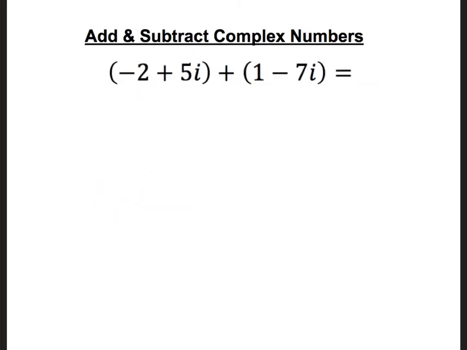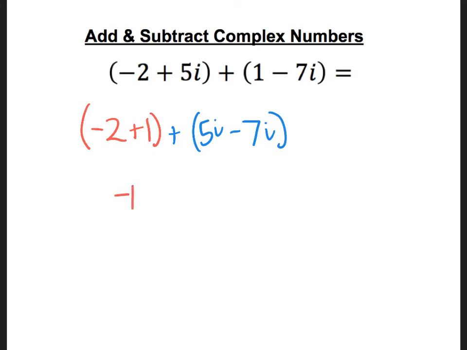Same thing for this one. We have (negative 2 plus 5i) plus (1 minus 7i). So really, we're going to add negative 2 plus 1, plus 5i minus 7i. If I do negative 2 plus 1, I get a negative 1. 5 minus 7i gives me a negative 2i. And my final answer would be negative 1 minus 2i. Again, generally when you're doing these, you want to have that number that's by itself up front, and then plus or minus whatever goes with the i.